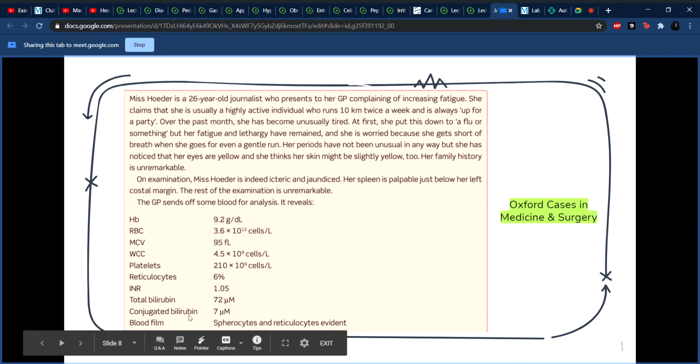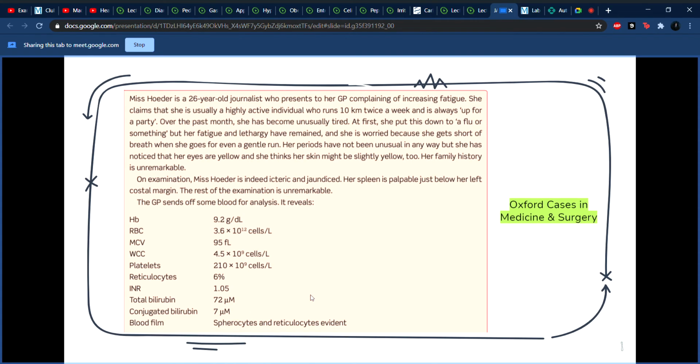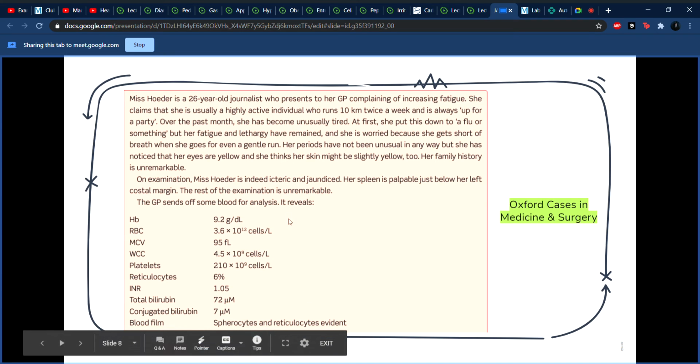For total bilirubin and conjugated bilirubin, what can you deduce from this? The total bilirubin seems abnormally high, unconjugated. Why is it unconjugated? Hemolysis. No, there's no prehepatic obstruction. That's right. It might be happening because of hemolysis or something congenital, mostly hemolysis.